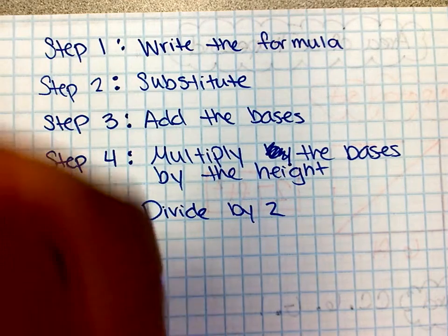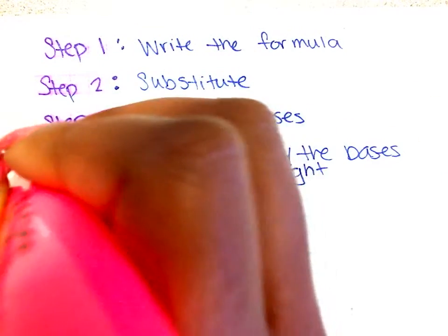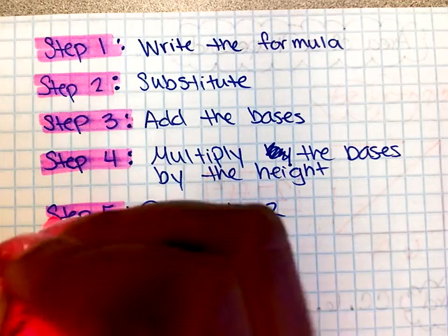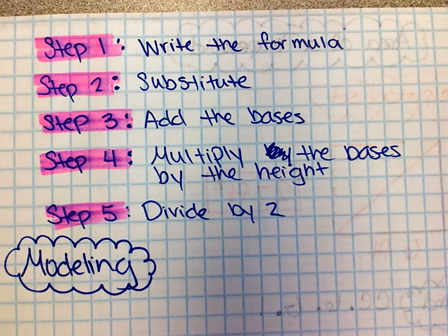So again, you're going to write the formula. Substitute, add the bases, multiply it by the height, divide by 2. One extra step. Pretty easy.